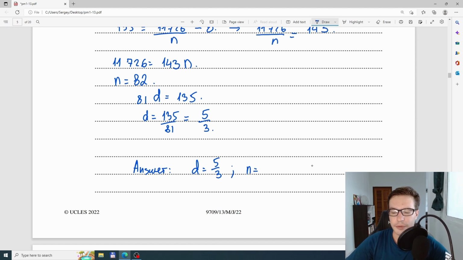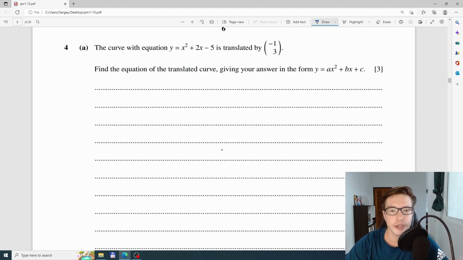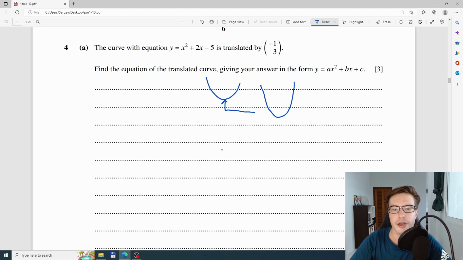N equals to 82. Next question is about graph transformations, and we have a quadratic function, which is being translated by some vector. Now, it is important to realize that the function is not being stretched. It's only being translated. So what really changes is the coordinate of the vertex. And if we can find a new vertex of a translated function, we pretty much know everything we have to know. Okay, so to start with, let's find the vertex of the old function, x squared plus 2x minus 5.